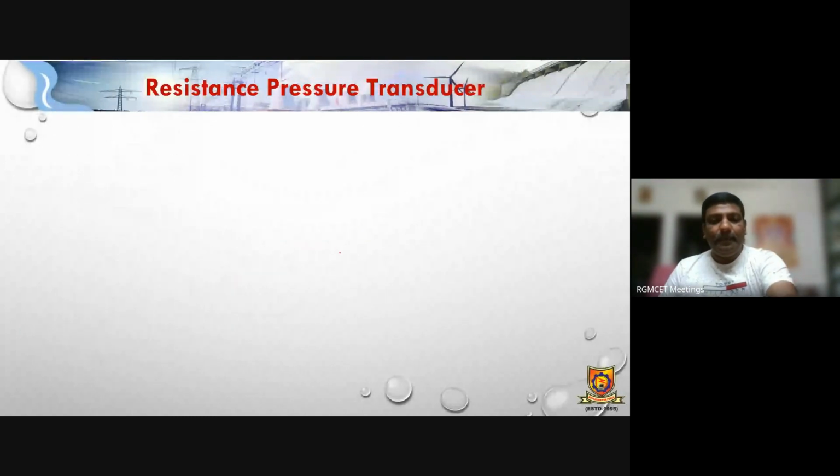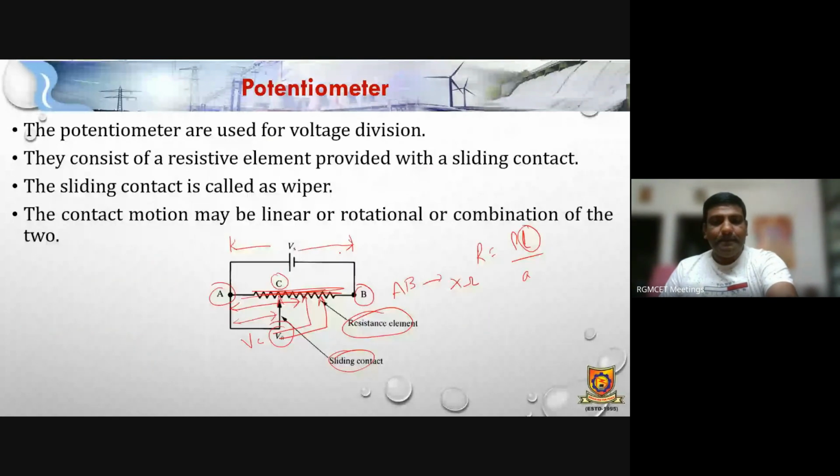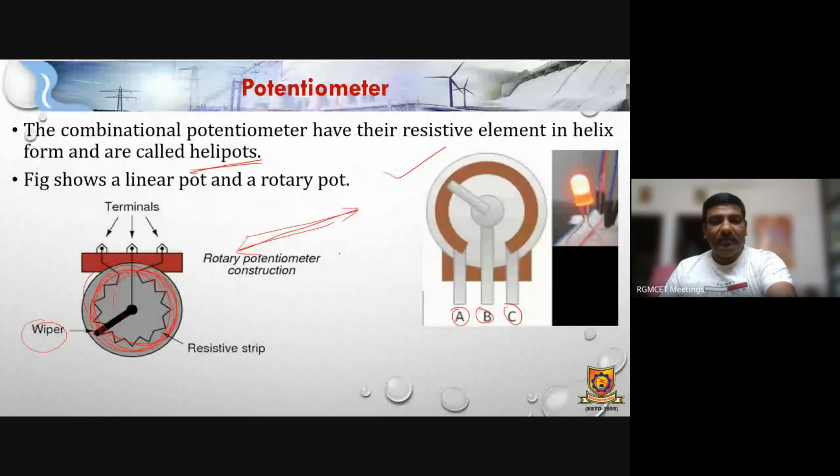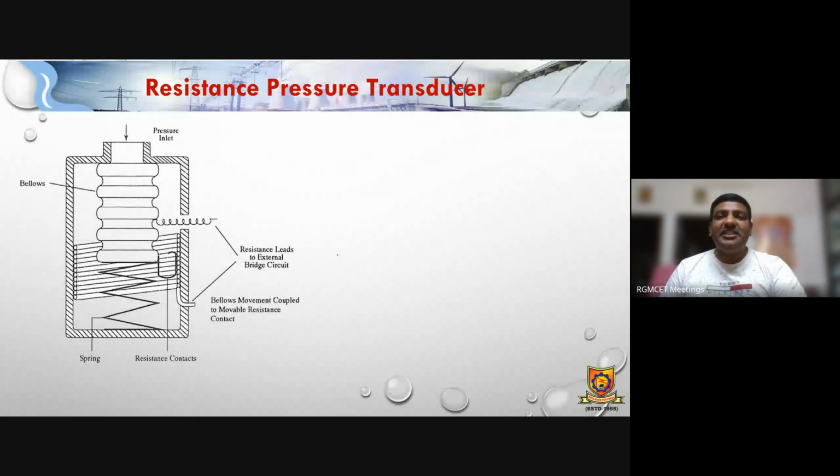Now coming to another one, the resistance pressure transducer, where we are going to apply the pressure. As we have seen, these are the bellows. In the previous classes we have said what bellows are. Whenever you apply a pressure, it is going to get compressed.